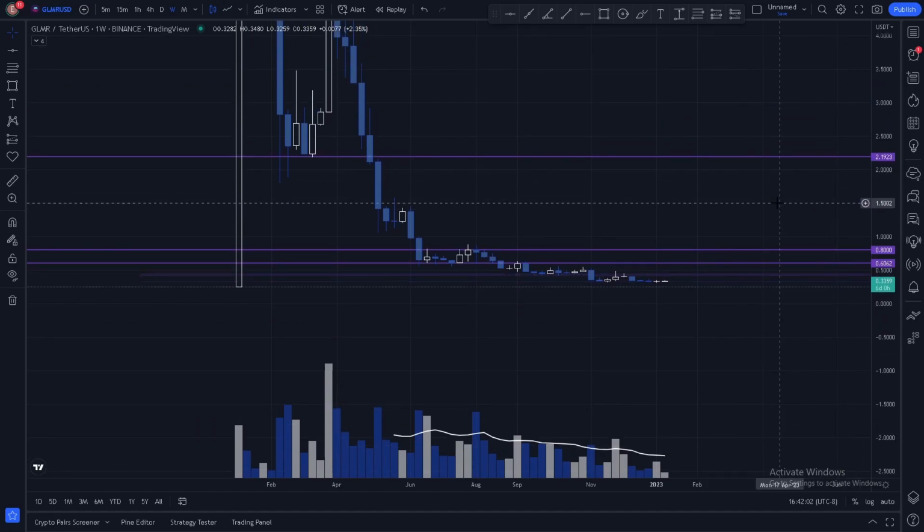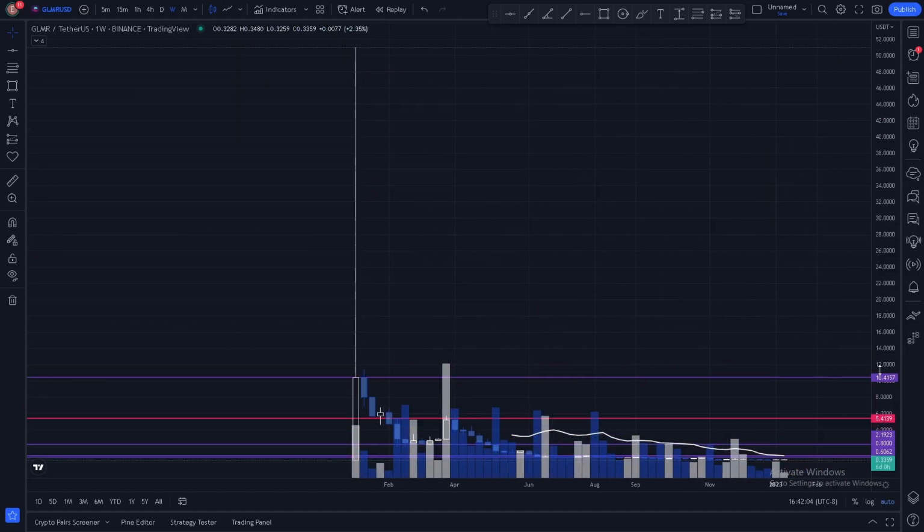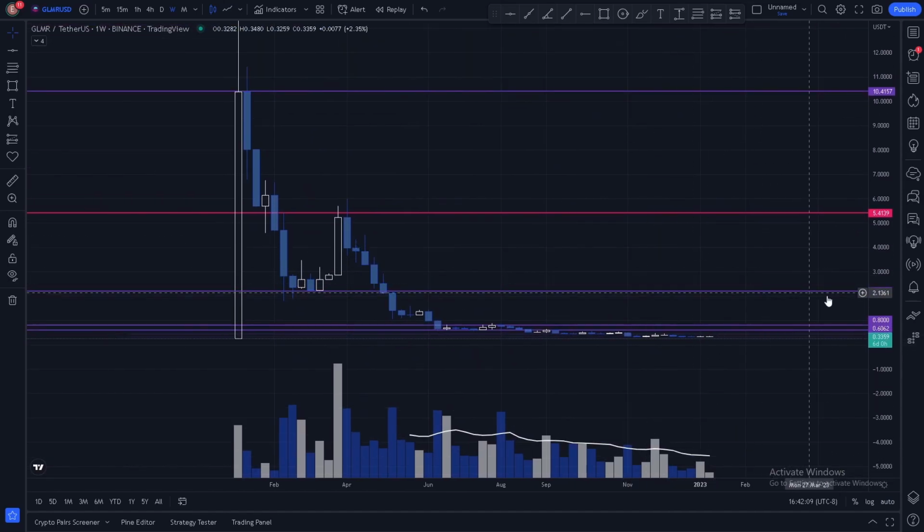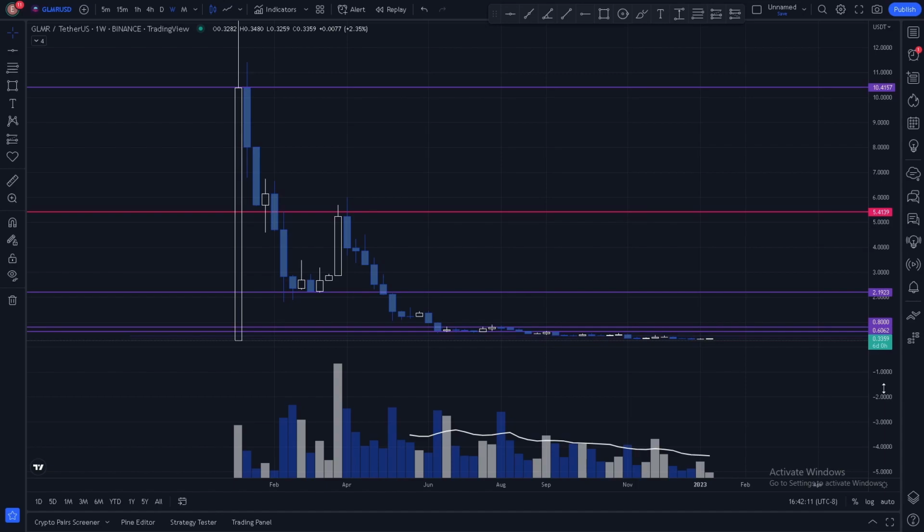So, zooming out of our chart, with all the price action we see here on the weekly chart, these are all of our key levels plotted.